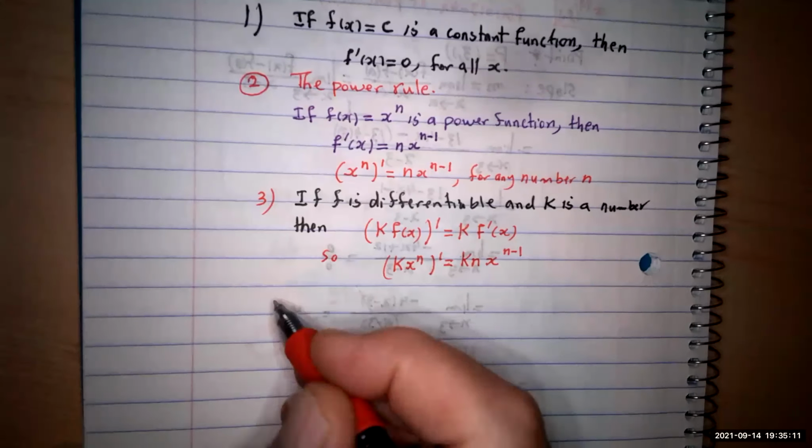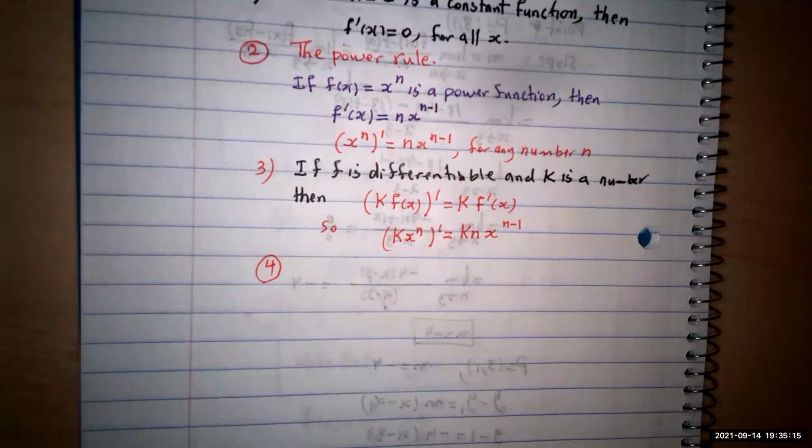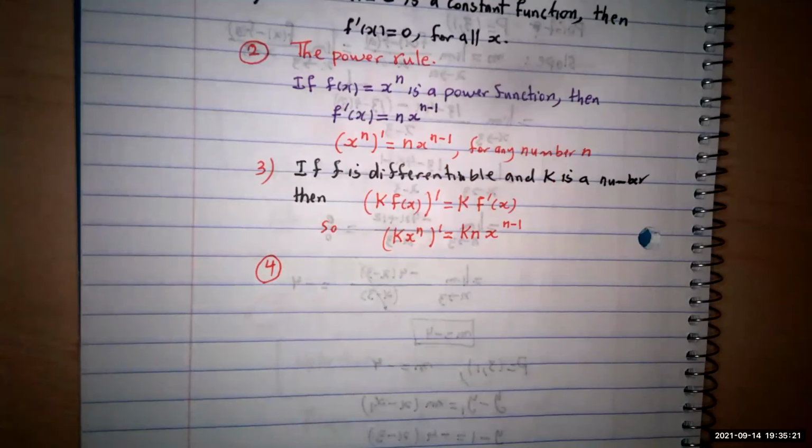Now the fourth one would be interesting. What is the fourth one? Remember the limit of a sum of two functions. It's going to be the sum of the limits. Remember the limit of f plus g. We find the limit of f first, and we add it to the limit of g. It's the same for the derivative.